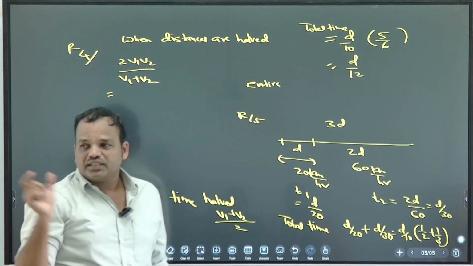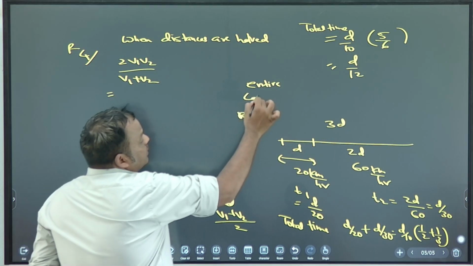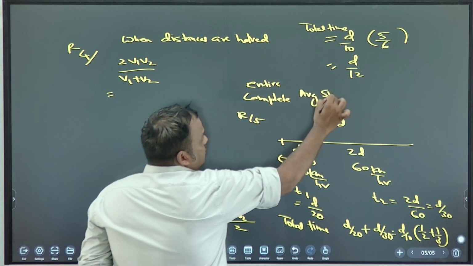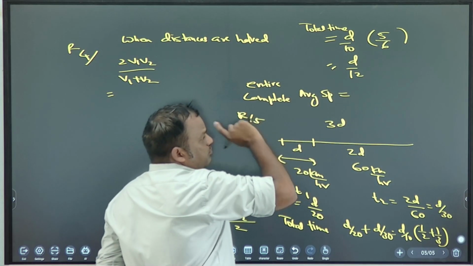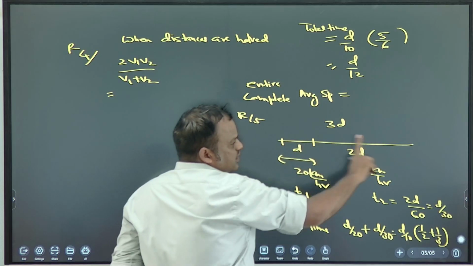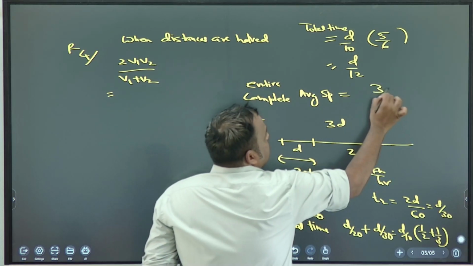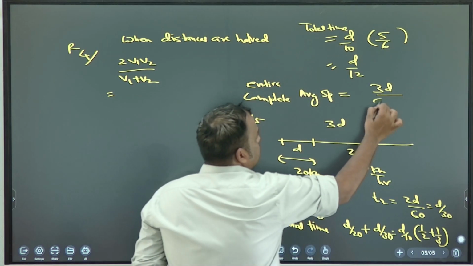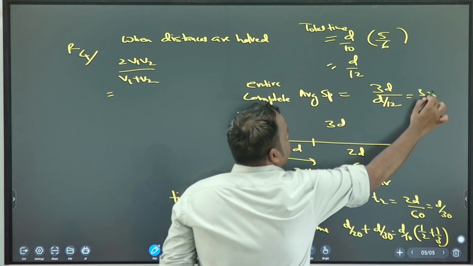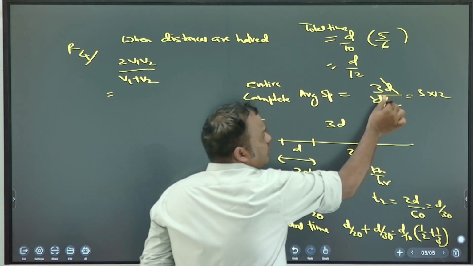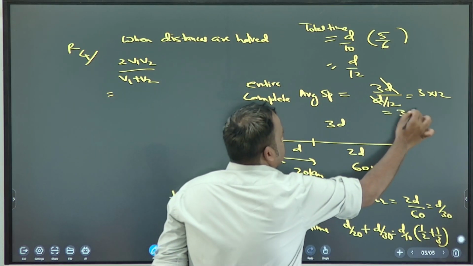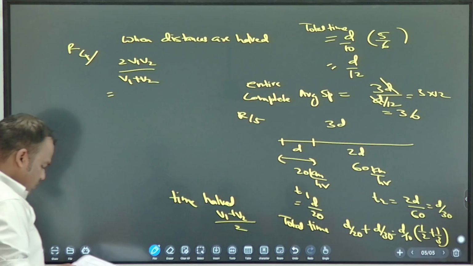Now the entire journey. Complete journey. What is the average speed? Total journey means complete journey, total distance by total time. What is total distance? 3D. And what is total time? D by 12. So 3 into 12, D and D cancel. Right? Are you getting it? D and D cancel. So what is the answer? 36. Note down.